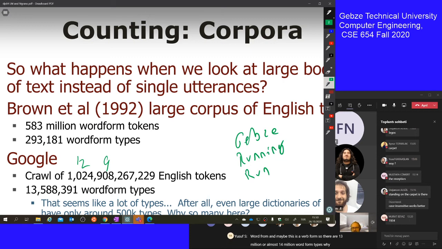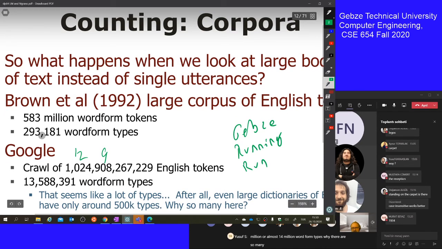Why are there so many compared to this one? Well, in an English dictionary, there are 400,000 types, even the largest one, such as the Oxford English Dictionary. Okay.